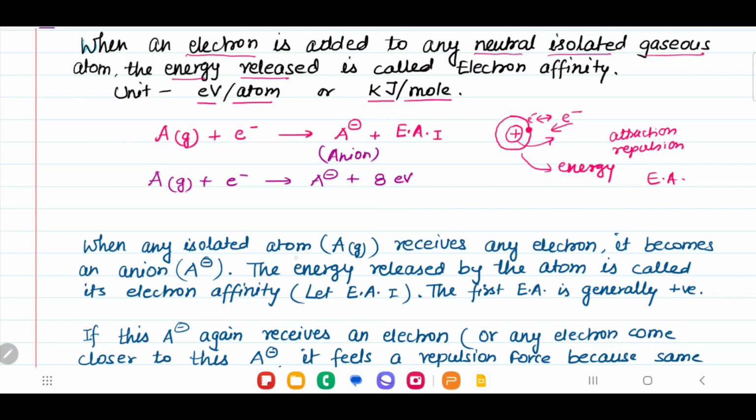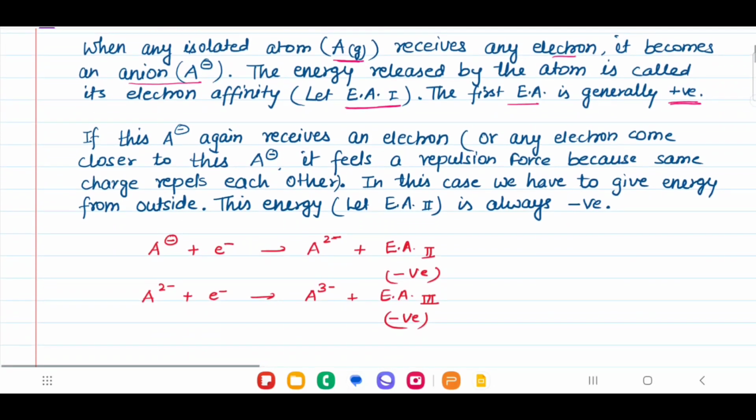When any isolated atom, for example A, receives an electron, it becomes an anion and the energy released is equal to 8 electron volt. This energy released by the atom is called its electron affinity. As it is the first energy, let it be Ea or electron affinity first. This first electron affinity is generally positive because energy is generally released during this process.